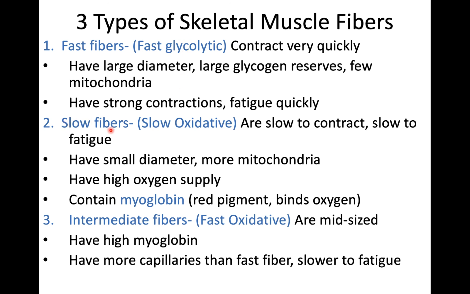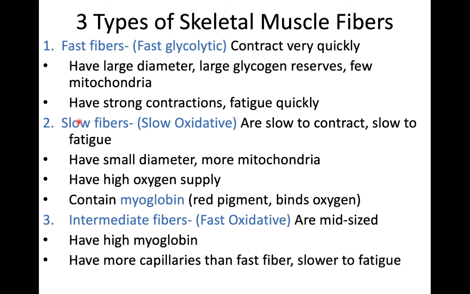Now, slow fibers are slow to contract, but they can go for a long time. Why? Because they have a lot of mitochondria that can constantly make ATP over a long period of time. These guys also have myoglobin in them. Myoglobin is like hemoglobin, and it holds on to oxygen in your muscles. Because it holds on to oxygen, we call these slow oxidative fibers. Now, the color of this is also red, like a dark red color.